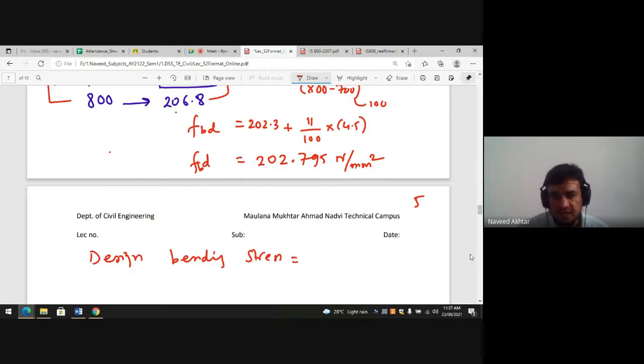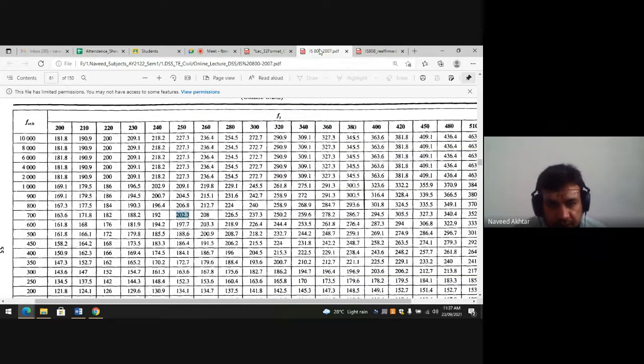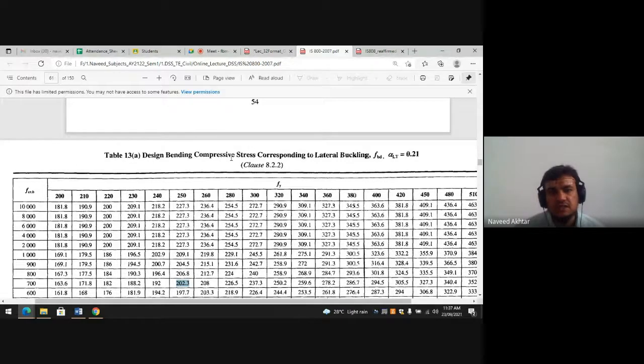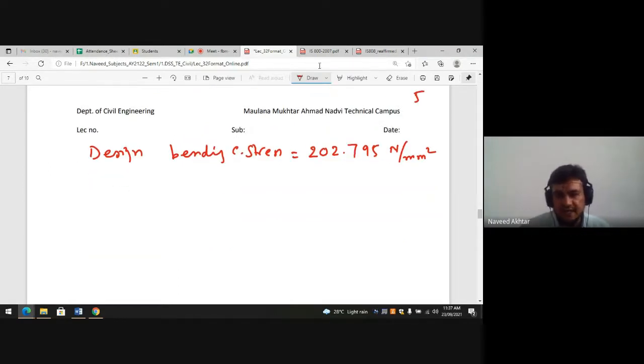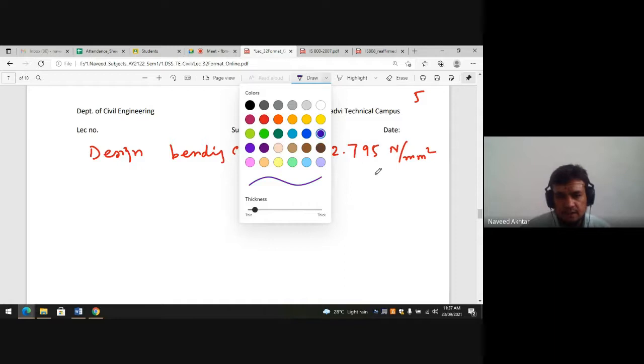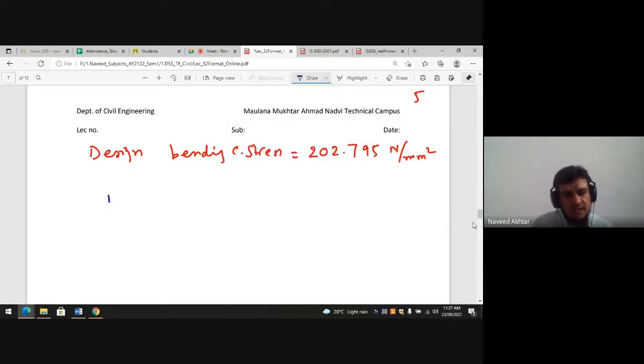It's nothing but FBD. You find out. So FBD is the design bending compressive stress. Design bending compressive stress is nothing but 202.795 Newton per mm square. Now we know that our MD is beta B into ZP into FBD. Now we know the FBD, we know the ZP, and we know the beta B.